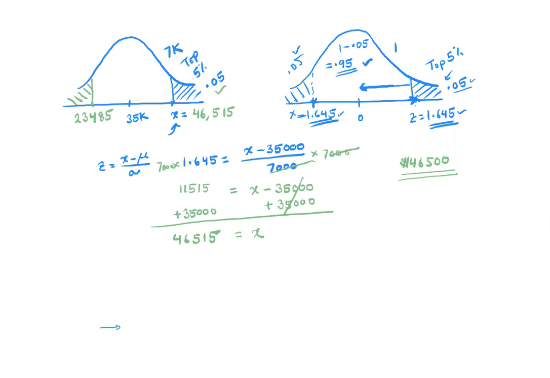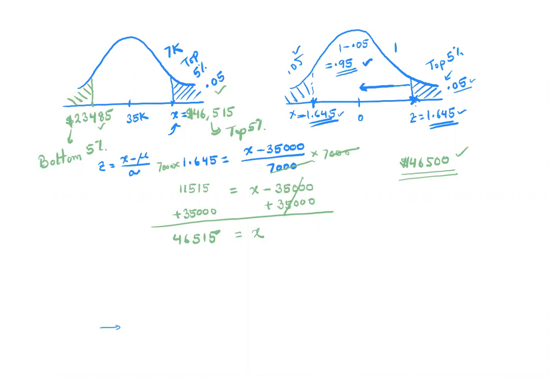All right. So if you make less than or equal to 23,485, you are among the bottom 5%. So this is the bottom 5% boundary, right? And this is the top 5% boundary, okay? To be among the top 5%, you have to make more than 46,500. To be among the bottom 5%, you have to make less than 23,485. Okay, so that's good.